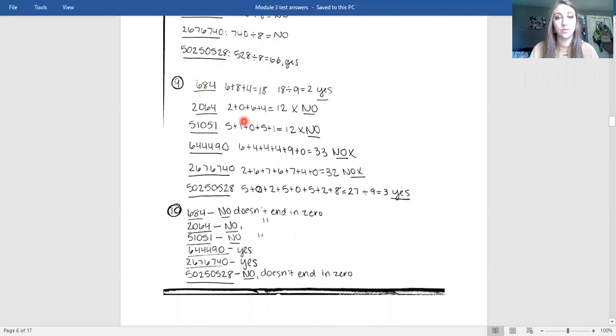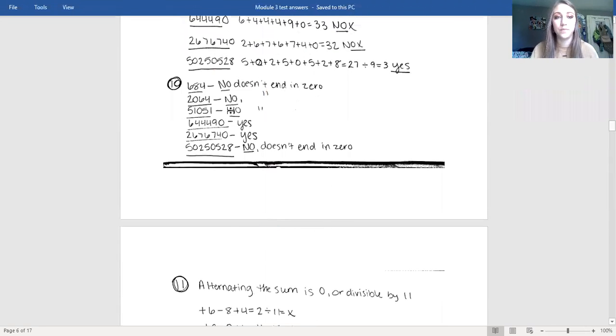Okay, for nines, we add up the digits and then divide by 9. So you add up each digit. So 6 plus 8 plus 4 is 18. 18 divided by 9 is 2, so yes, it works. So you just add up every digit, then divide by 9 and see if it works.